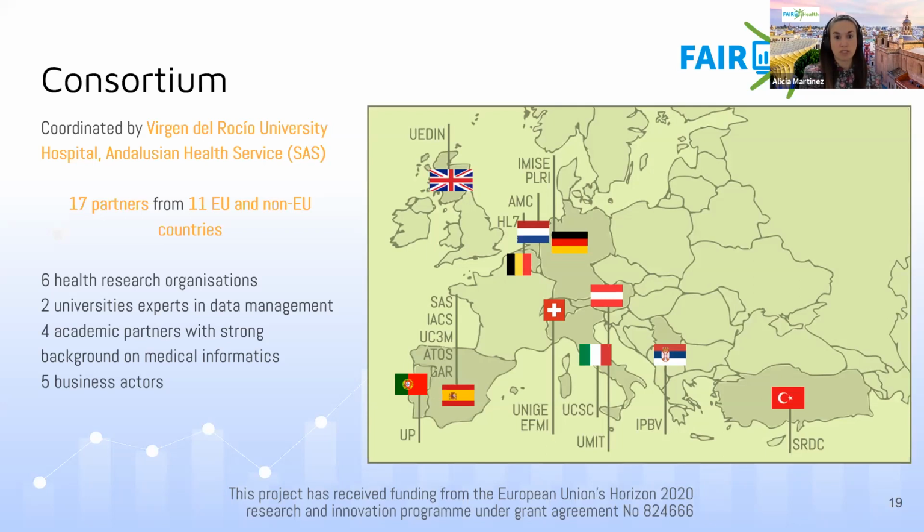The consortium accounts for 17 partners from 11 European and non-European countries with expertise from different domains: health research, data managers, medical informatics, software developers, and so on. Researchers from the Andalusian Health Service, from Health Level 7, from the Institute for Medical Informatics, Statistics and Epidemiology from Leipzig, and from Software Research and Development Consultancy are authors of this tutorial.